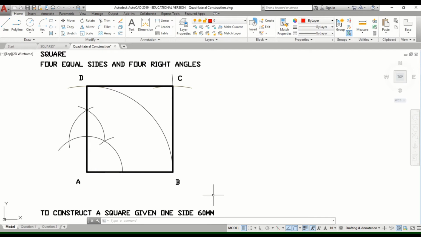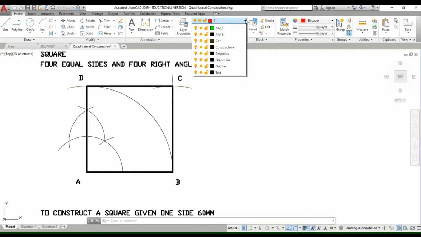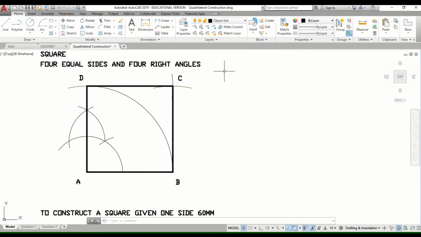In this construction, we will be constructing quadrilaterals starting with the square. For this particular construction, we are going to construct a square when given one side that is 60 millimeters. Note a square has 4 equal sides and 4 right angles. You may need to review angle construction as we will be constructing the right angle, which is an angle of 90 degrees.